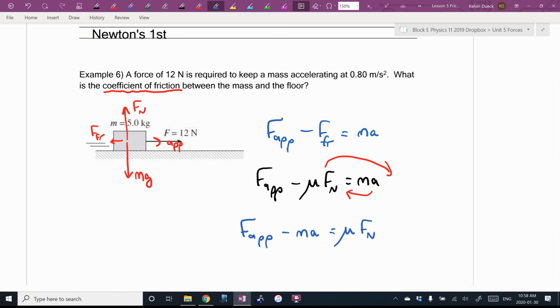What am I trying to find? What's mu? Oh, I guess I want to move the Fn over. What's the Fn doing to the mu? Adding, subtracting, multiplying, or dividing? So?